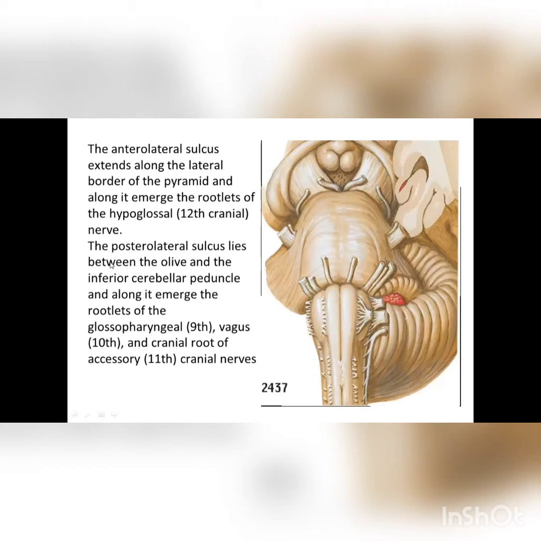The posterior lateral sulcus lies between the olive and the inferior cerebellar peduncle. This elevation is known as the olive. Along it emerge the rootlets of the 9th, 10th, and 11th cranial nerves. The 9th is glossopharyngeal, the 10th is vagus, and the 11th is the cranial root of the accessory nerve. They emerge through the posterior lateral sulcus, which is between the olive and the inferior cerebellar peduncle.